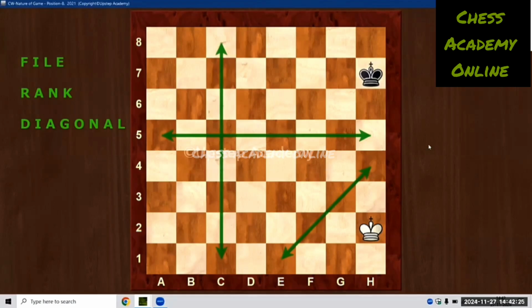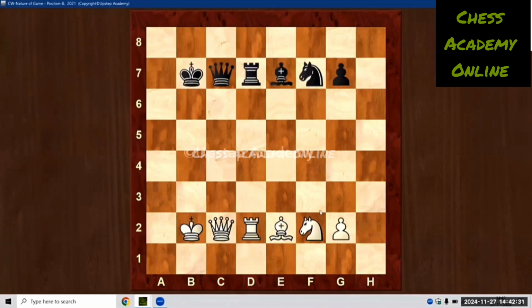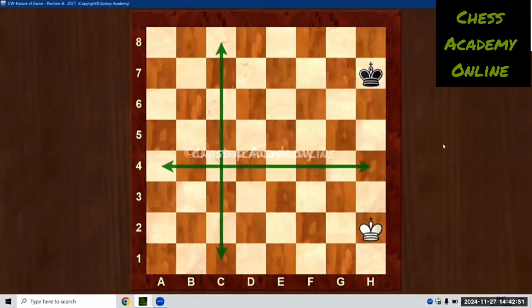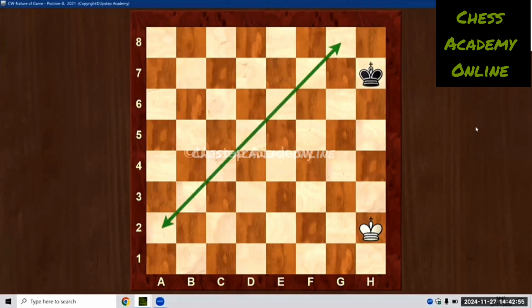All the chess pieces which we learned will move on these 3 types of lines only, except the knight. The knight is very special. We will learn very soon. The king, the queen, the rook, the bishop, and the pawn, they all will follow the 3 types of lines which we learned just now, either standing line files, or the sleeping lines ranks, or slanting line diagonals.